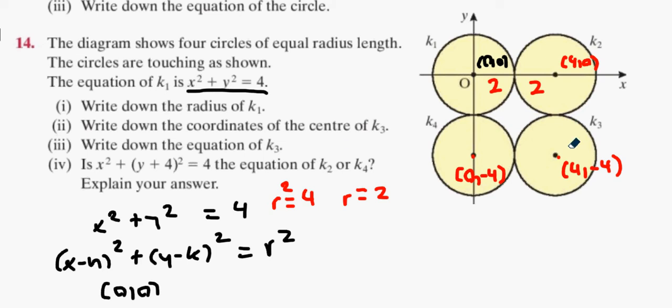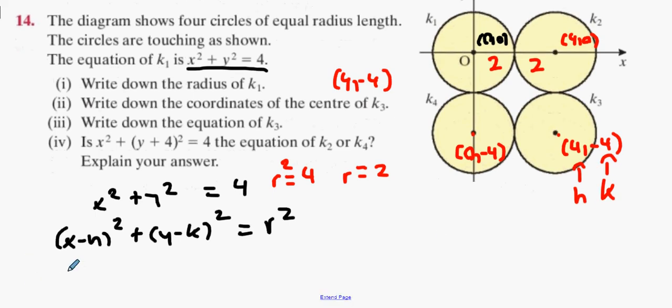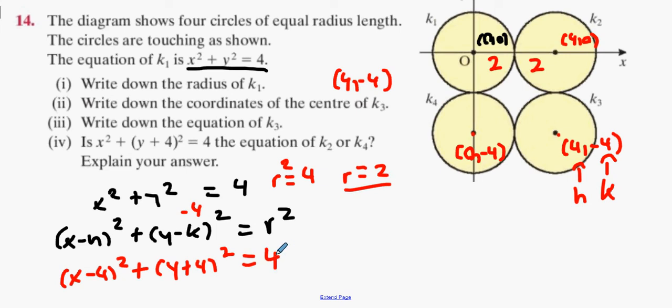Okay, write down the centre of k3, no bother, that's 4, minus 4. Write down the equation of k3, no bother. Well, the h value is 4 and the k value is minus 4. So therefore it's going to be (x minus 4) squared, plus (y plus 4) squared, and radius squared, so 2 squared is 4. You alright with that? Okay.